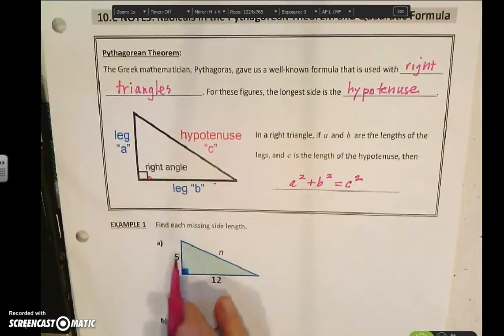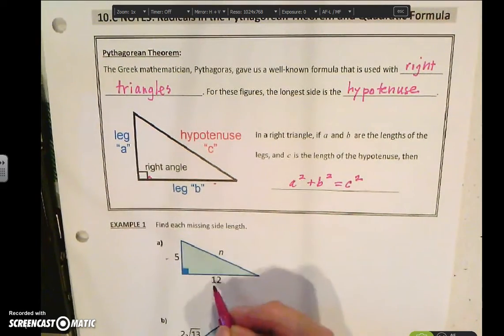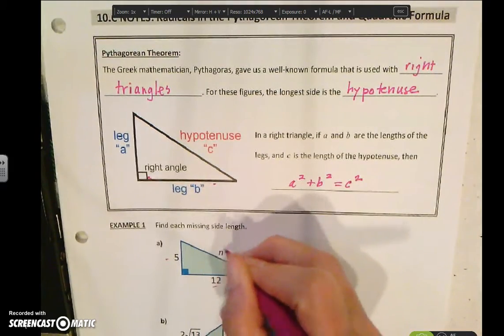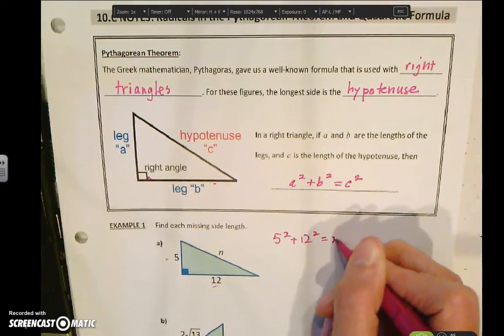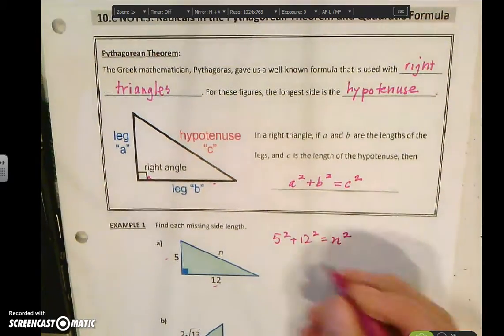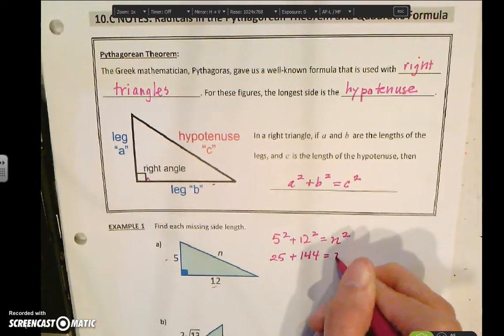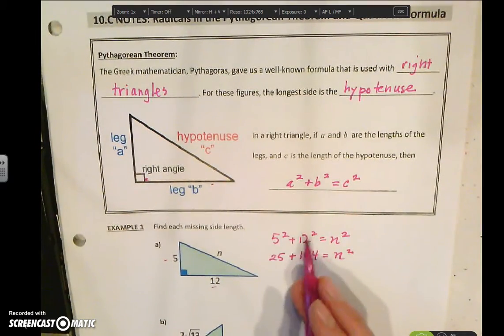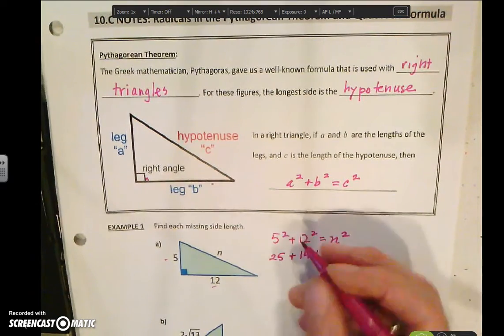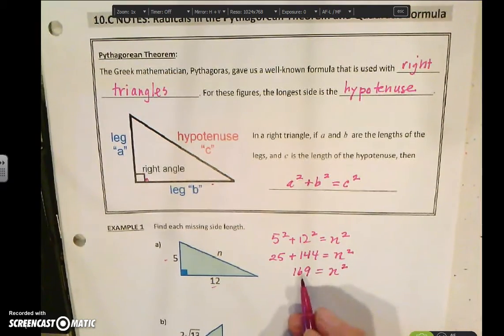All right, so we'll do this for example 1. We're going to find the missing side length, and this is a right triangle. So this is a leg, and this is the hypotenuse. So we're going to say that 5 squared plus 12 squared is equal to n squared. So that means that 25 plus 144 is equal to n squared. So now, after we've done our squaring first with PEMDAS, we're going to now add and get 169 is equal to n squared. And we're ready to solve.